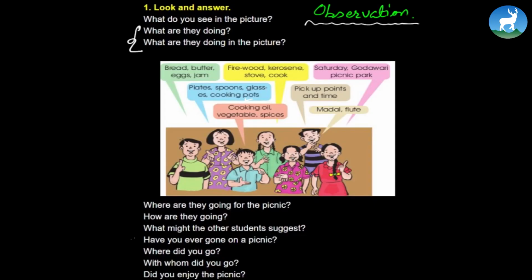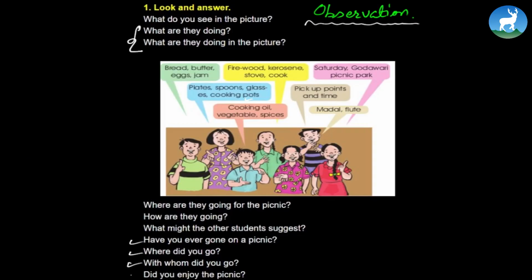Have you ever gone on a picnic? That's entirely the question which you are supposed to answer. Where did you go? So again, it's I went to blah blah blah, right? Wherever the school had taken you, or wherever your family members perhaps had taken you. With whom did you go? So whom did you go with? All right, your family members, perhaps your friends.